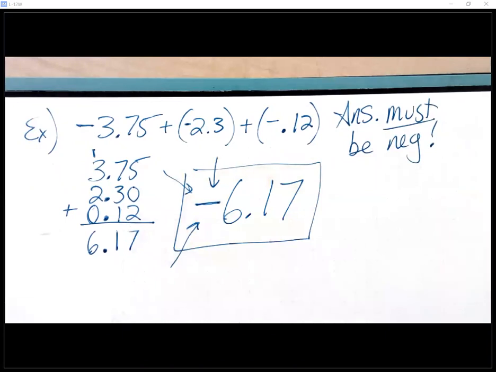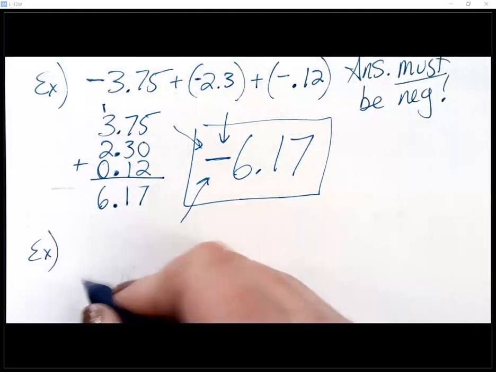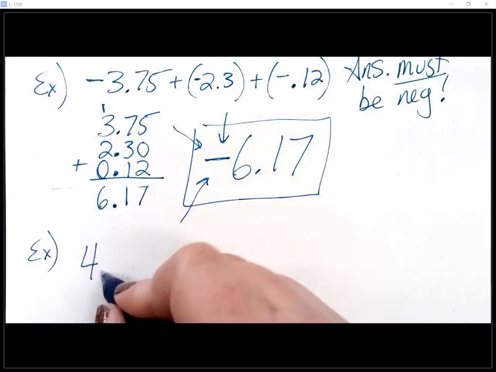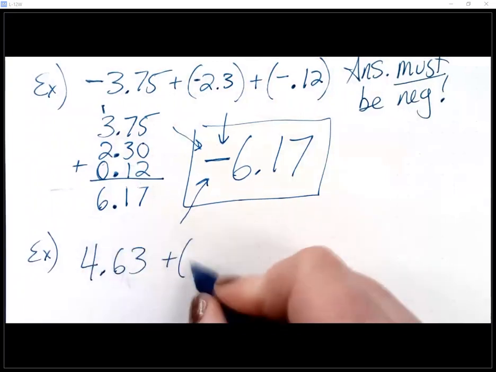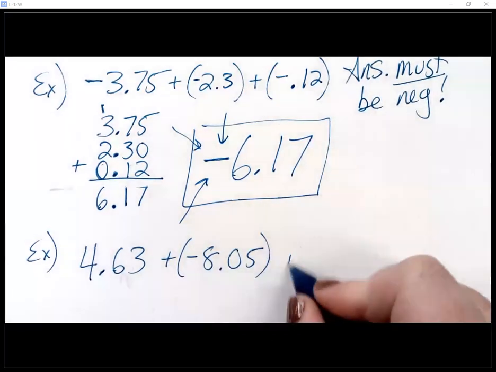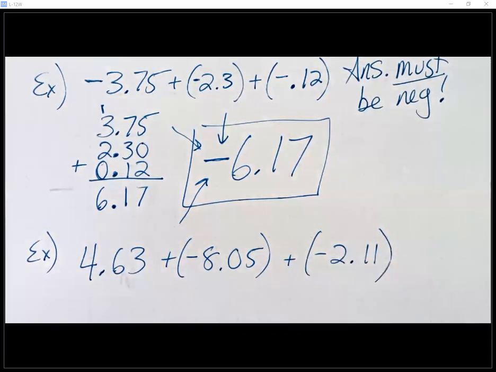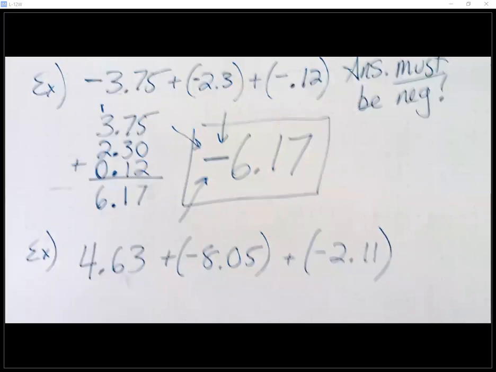But what happens when all of your numbers are not the same sign? Some are positive, some are negatives. Uh-oh. Now you got an issue. So let's try one where they're not all the same. Let's have a 4.63 plus a negative 8.05 plus another negative 2.11. Could someone make a suggestion? What should we do?